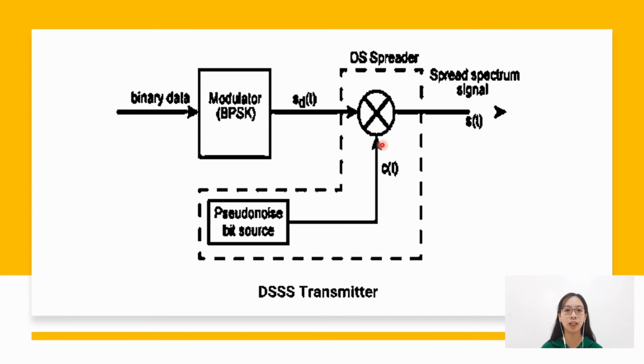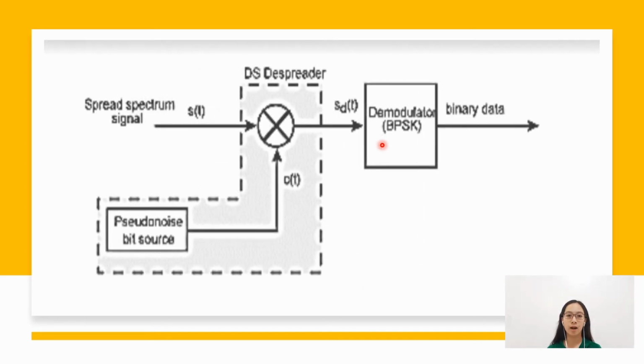A chip generator can be added after the PN bit source in order to define the bandwidth offered. Block diagram of DSSS receiver. At the receiver, the incoming signal is multiplied again by the PN sequence, where C of t times C of t equals 1. Therefore, the original signal is recovered. Then, the signal is demodulated to recover the original binary data.